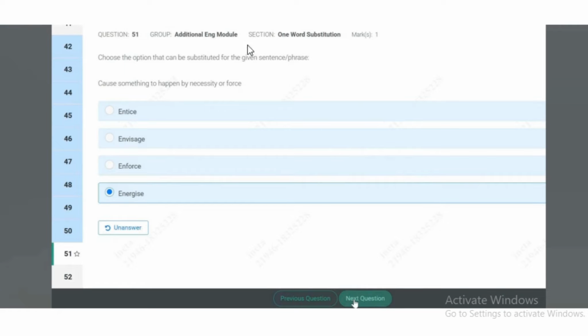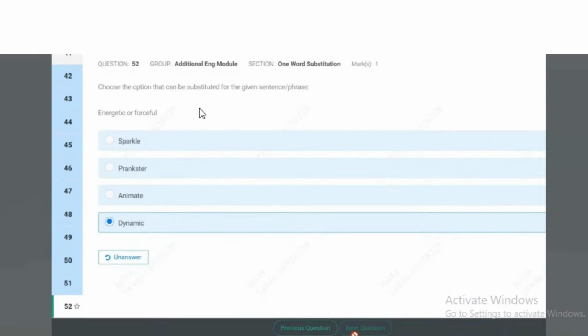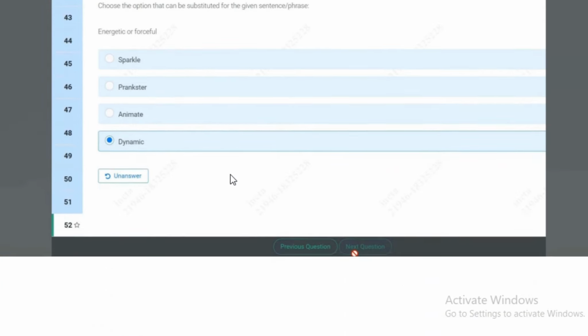So cause something to happen by necessity or force. So which means in a single word, energize, and energetic or forceful means dynamic. So you can call it dynamic, which means energetic or forceful. And that's all for this test.